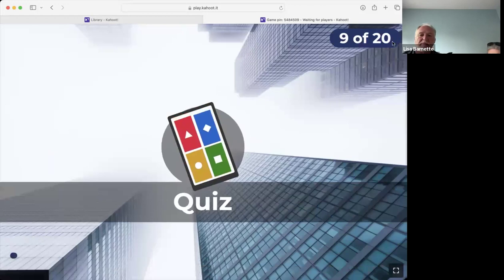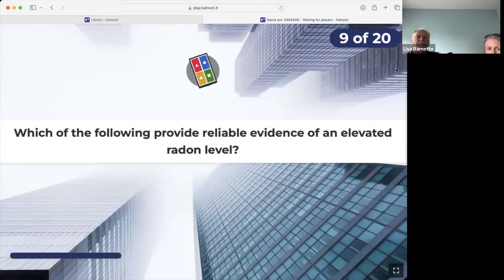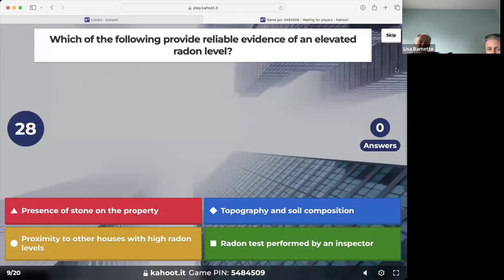Next question, your turn. Which of the following provide reliable evidence of an elevated radon level? Presence of stone on the property, topography and soil composition, proximity to other houses with high radon levels, radon test performed by an inspector.